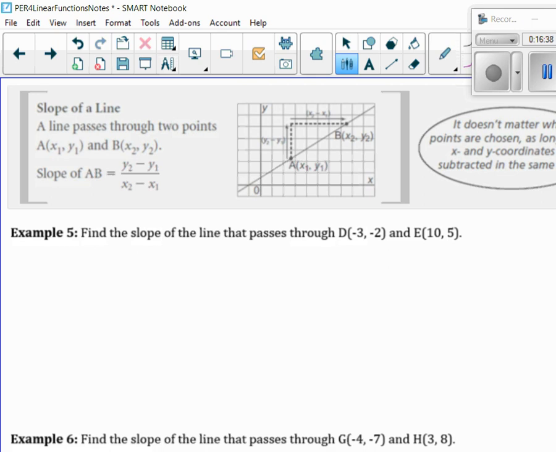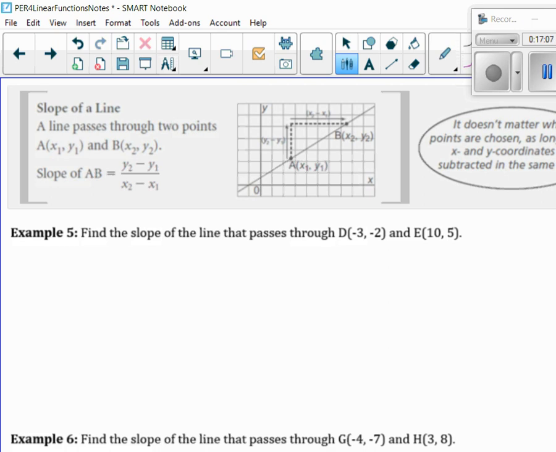So this formula, y2 minus y1 over x2 minus x1, also calculates the slope. When would I want to use it? If I don't have the graph in front of me, I just have these coordinates here. I just plug it in. So how do we use this formula? Well, if this is the first point, that gets designated the sub-ones. So is negative 3 an x or a y?